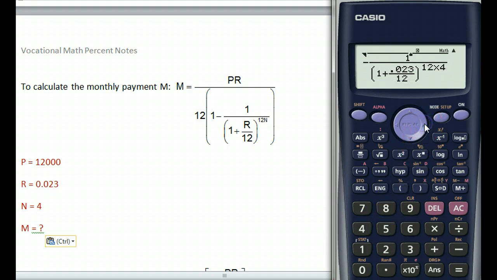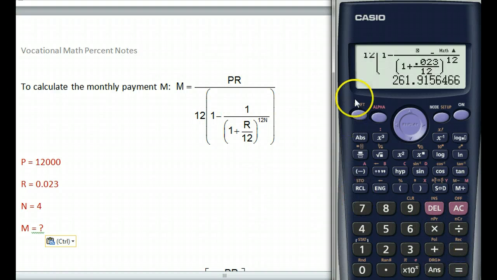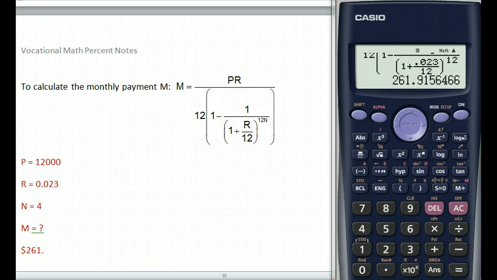Then I have to close the parentheses on this 1 minus. There. Now you can't even see the whole thing on the screen, but it matches. I hit equals, and then I ask, does this make sense? Would I pay $261.91, well, rounding up 92 cents per month for a loan that is $12,000 over 4 years? My gut feel is yes, that sounds about right. So rounding to the nearest penny, $261.92 is the monthly payment.